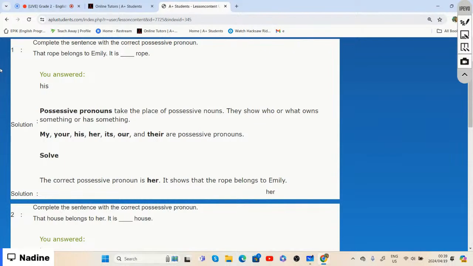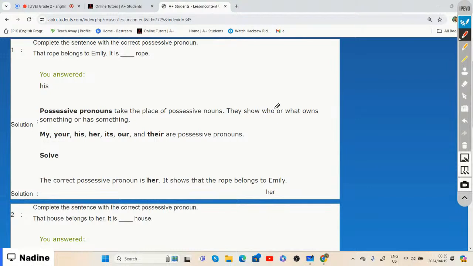All right. So we will then say it is her rope, right? If it belongs to Emily, then we can say it is her rope.